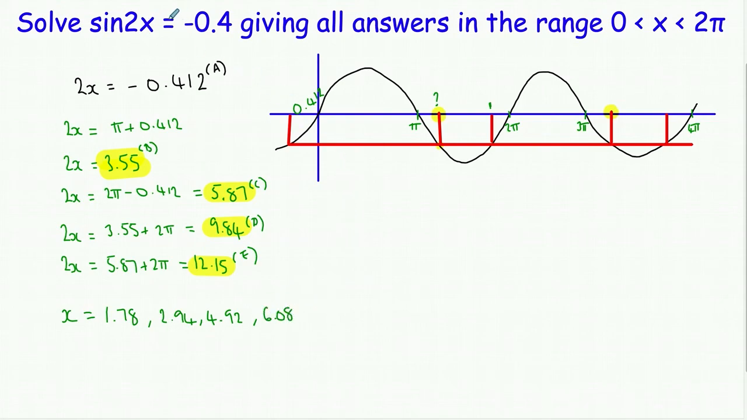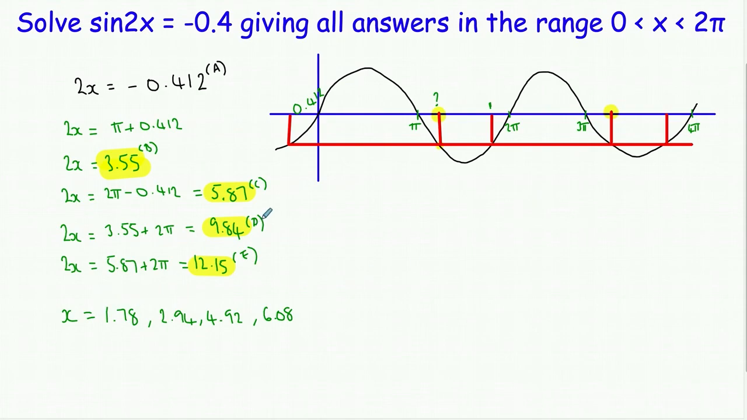And again, you could check if all of these numbers give you minus 0.4, but notice that they have all now dropped below 2 pi. They've gone less than 6.28, 2 pi. And that's fitting with the range of values that we were asked to provide answers to.